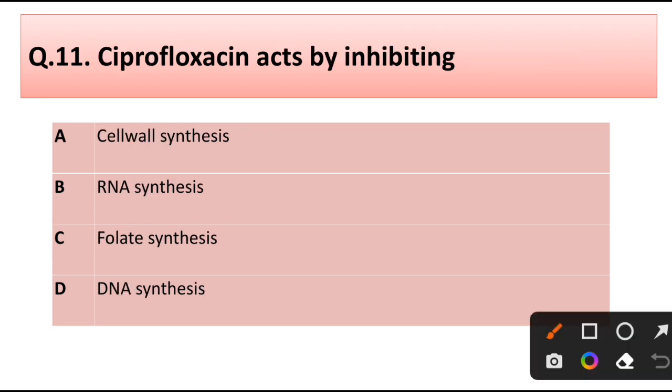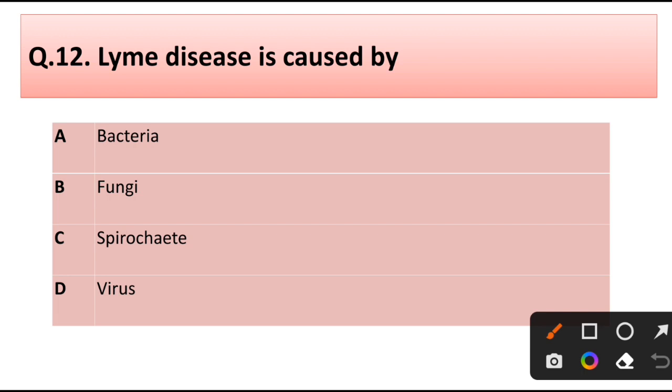Question number 11. Ciprofloxacin acts by inhibiting cell wall synthesis, RNA synthesis, folate synthesis, DNA synthesis. Correct answer is option A, DNA synthesis. Question number 12. Lyme disease is caused by bacteria, fungi, spirochete, virus. Correct answer is option C, spirochete.